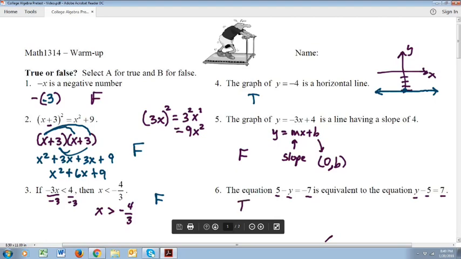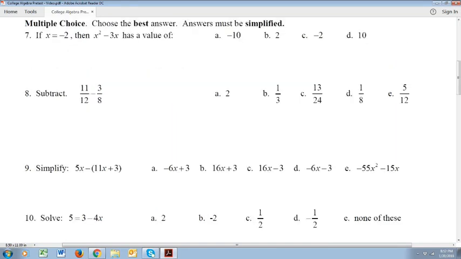I want to mention one thing here. I put these problems here because these are some basic things we do in algebra, but they're things that students get confused. And so hopefully I've helped you to kind of remind you of some things that you may have forgotten or gotten confused. All right, let's look at number 7.